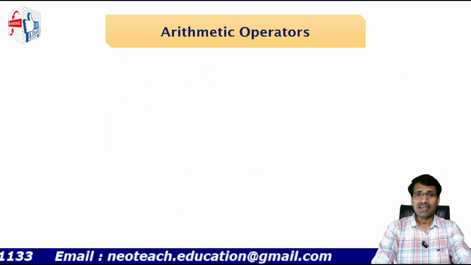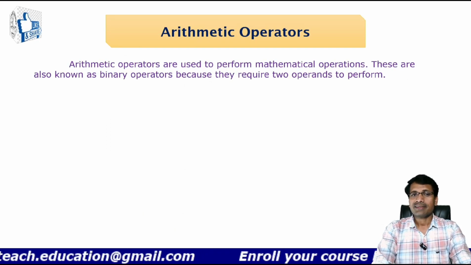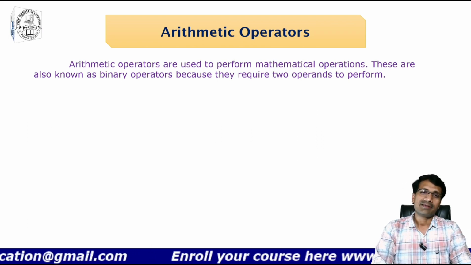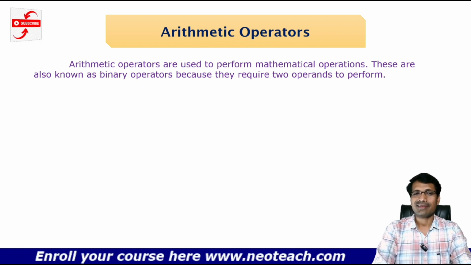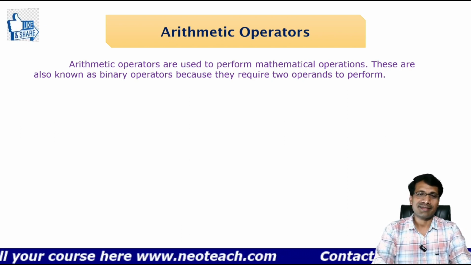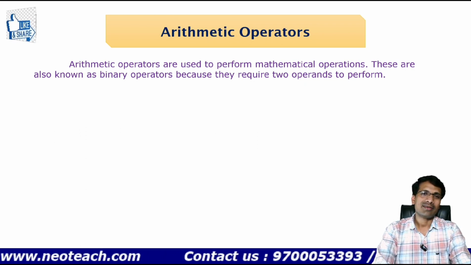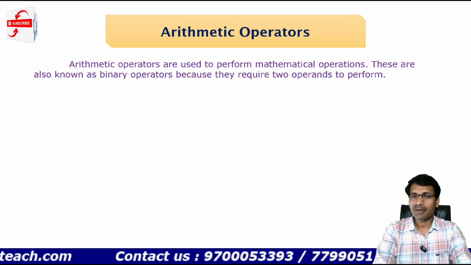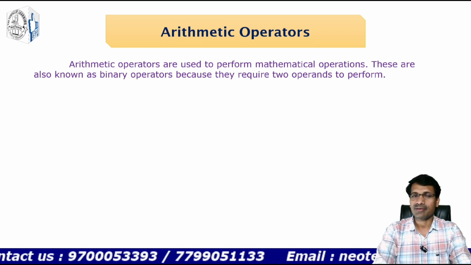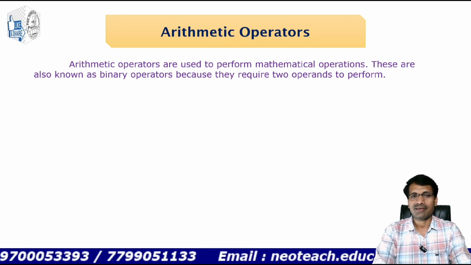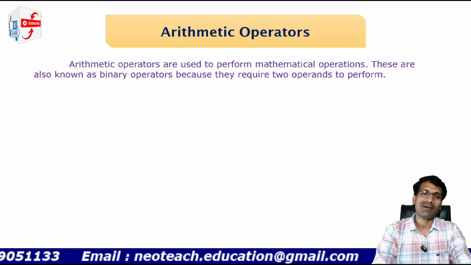Now the first one, arithmetic operators. Arithmetic operators are used to perform mathematical operations. We know that because arithmetic means mathematical, like addition, subtraction, multiplication, division, etc. These are also known as binary operators because to do them we require minimum two quantities. They require two operands to perform, so these arithmetic operators come under the category of binary operators.